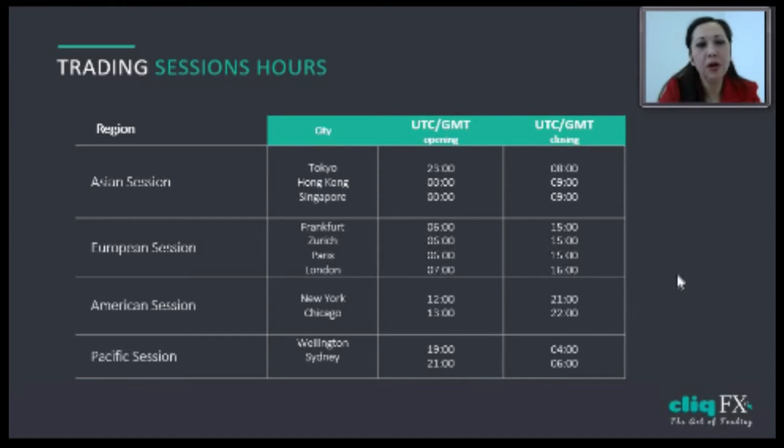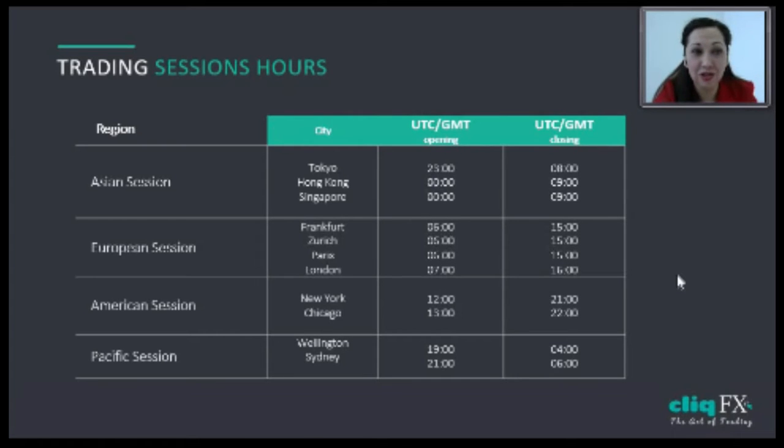As I told you, every trading session is represented by a city and the stock exchange. For example, the Asian session is represented by Tokyo, Hong Kong, and Singapore. And now you can see the timing of its opening. So for people who live in Europe, it's not a very convenient time for this session. Sorry, but you have to trade at night if you want to use this trading session, these currency pairs.